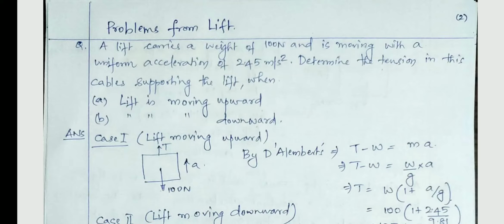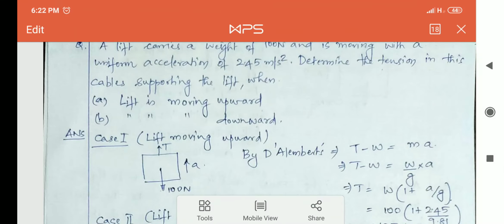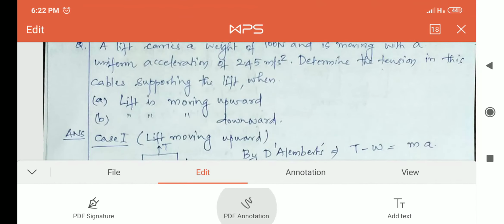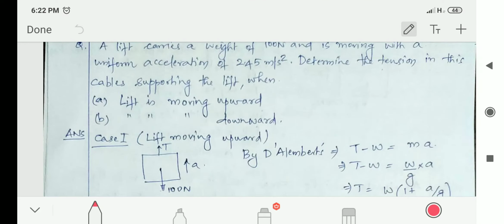So the problem is essentially dealing with a lift or an escalator. So let us break down the problem. There is a lift which carries a weight of 100 Newton and is moving with a uniform acceleration of 2.45 meter per second square. Determine the tension in the cable supporting the lift when the lift is moving upwards and downwards.